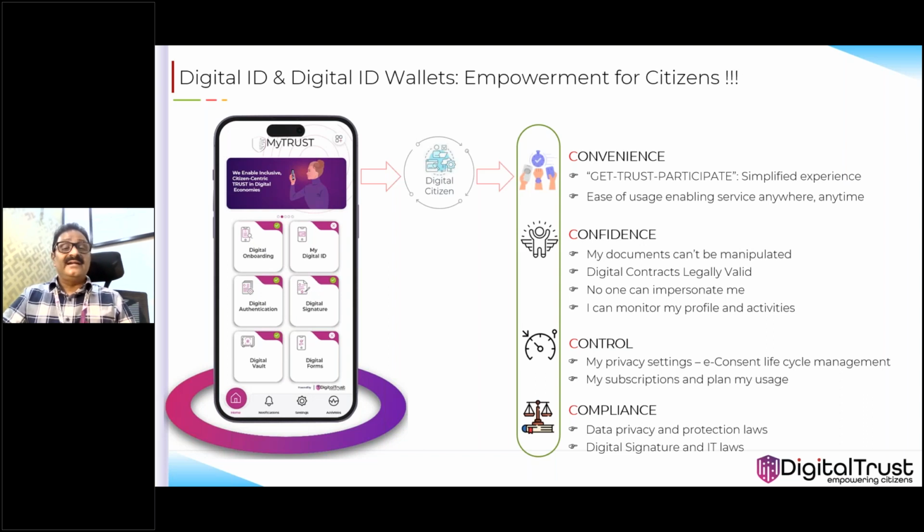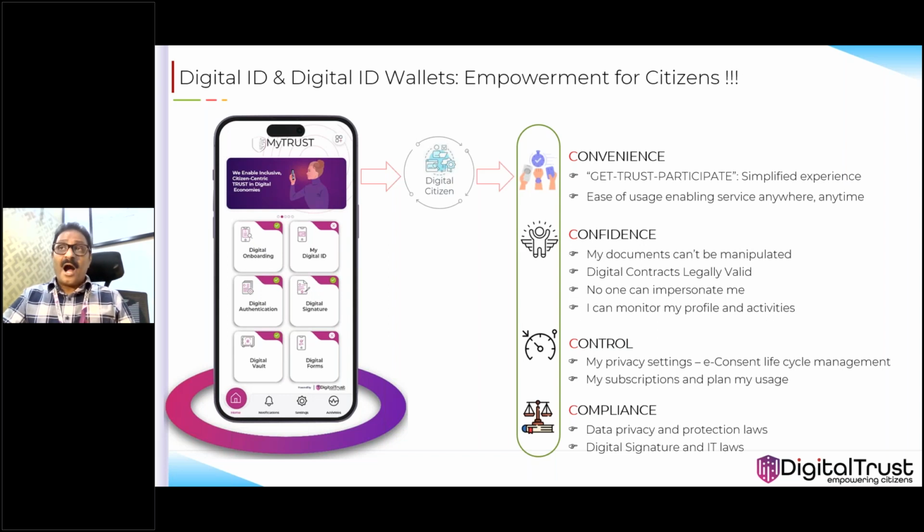But like I said, digital ID and digital wallets, unless they are citizen centric, nothing will fly, and the digital world will be a lot more chaos. For example, we have something called Do Not Disturb, DND, which means that if I enroll my mobile number under DND, I'm not supposed to get marketing calls. But after enrolling, the number of marketing calls I receive increases.